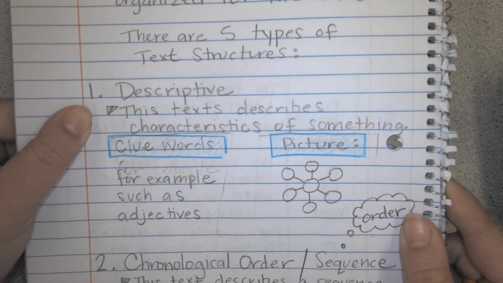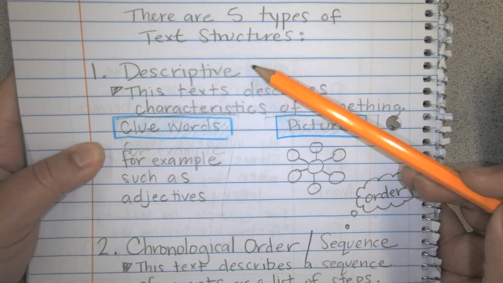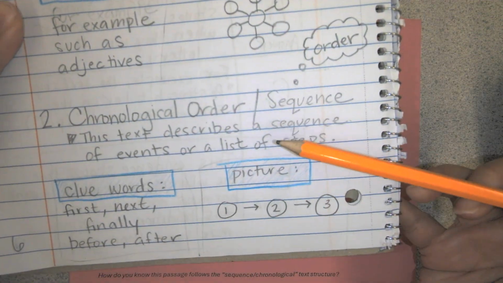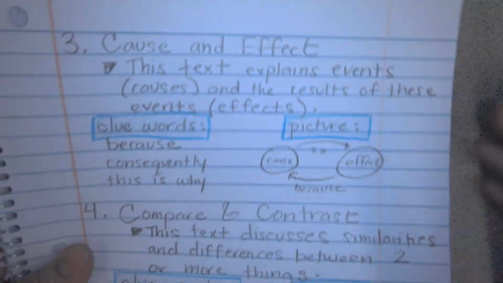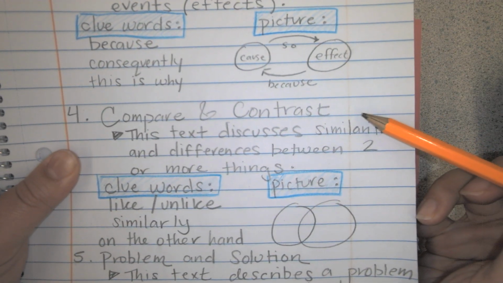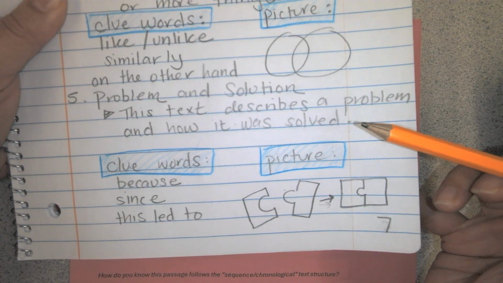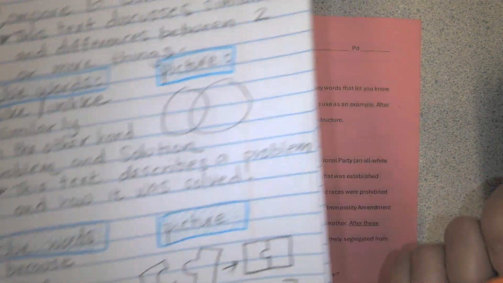exist in nonfiction text. So the 5 types are descriptive, chronological order, cause and effect, compare and contrast, and finally, problem and solution.